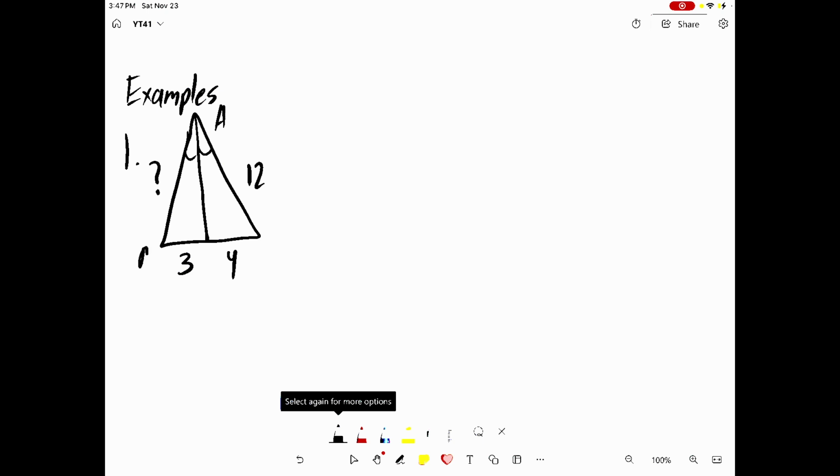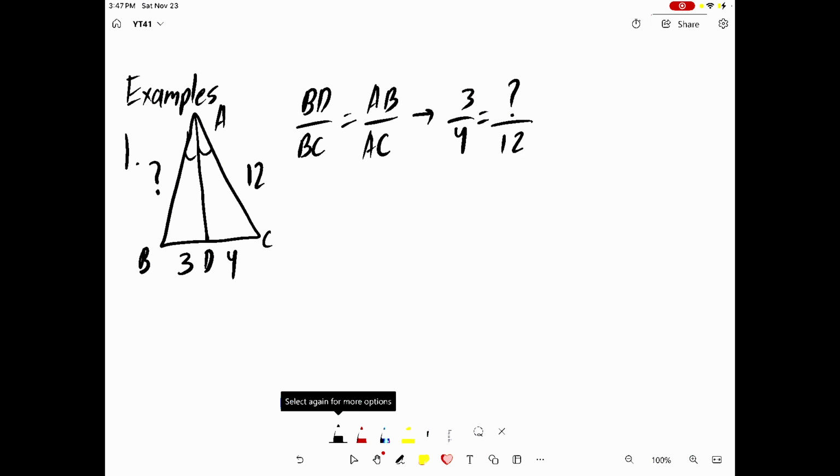So A, B, C. Alright, now that we have A, B, and C, and then the middle point is D, we can look at it like this. BD over BC is equal to AB over AC. And this is how it normally goes. So if we plug in the values, we get 3 over 4 is equal to question mark over 12.